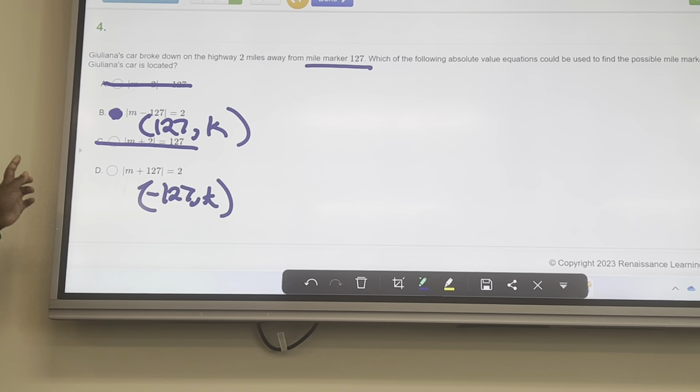All right? So the correct answer here is B. You guys have 1 through 3 and how to work those problems. So go through this and use this as a review for our snapshot that we're going to take on next week.